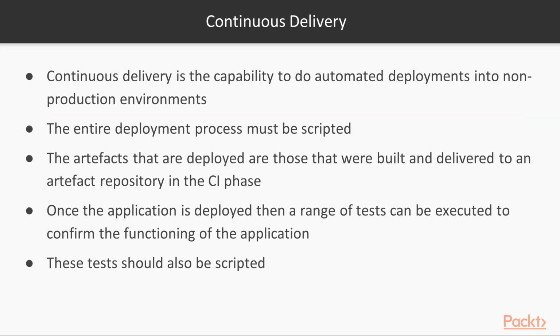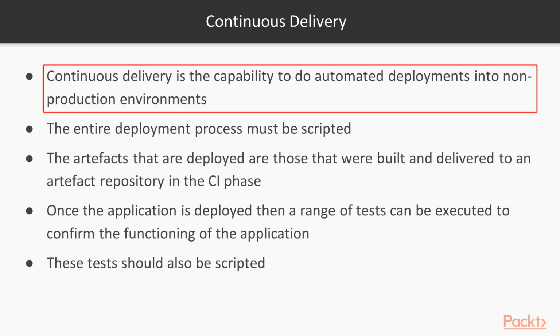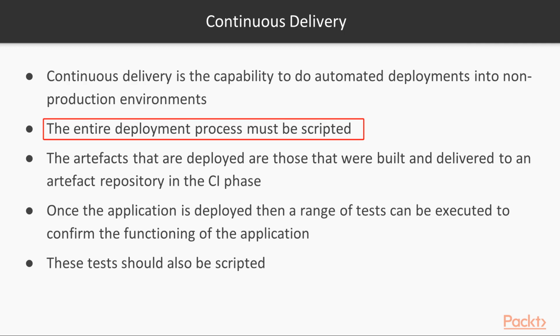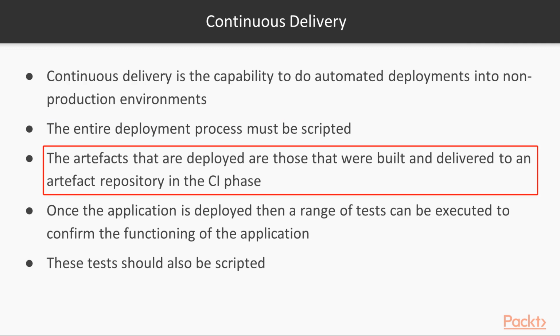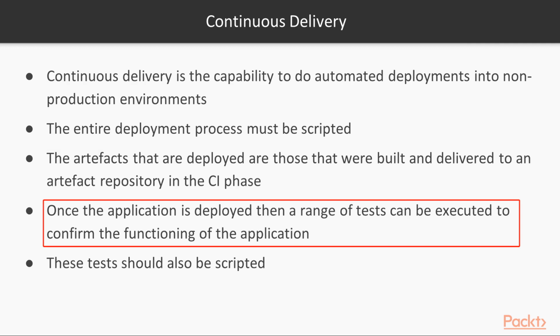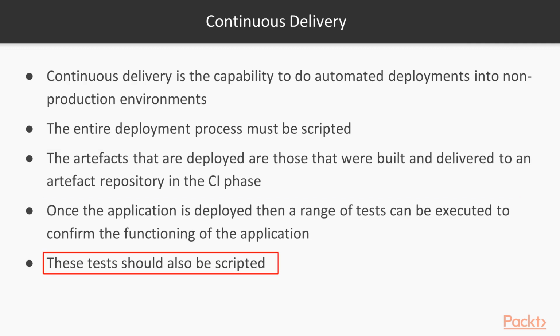So next up is continuous delivery. Continuous delivery is the capability to do automated deployments into non-production environments. The entire deployment process must be scripted, and the artifacts that are deployed are those that were built in the previous continuous integration phase, and they're deployed out of the artifact repositories that they were stored within. Once the application is deployed, then a range of tests can be executed to confirm the function of the application, and these tests should also be scripted.